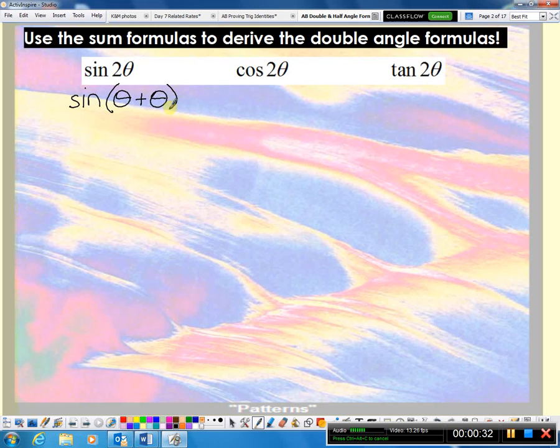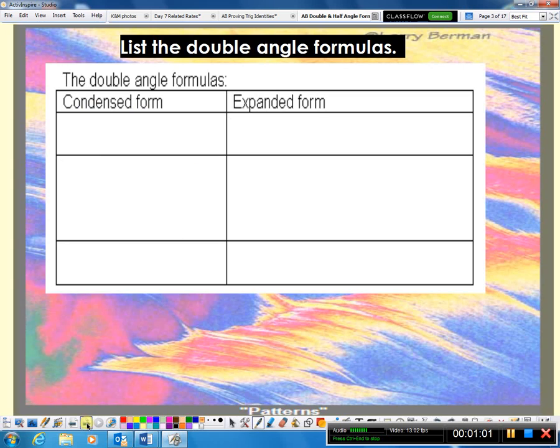Now I can use the sine of A plus B or the sine of x plus y formula, however you like to think about it. So I know the jingle is sine theta cosine theta plus sine theta cosine theta, sine A cosine B plus sine B cosine A. And then what I have are 2 like terms. So this just becomes 2 sine theta cosine theta. Therefore, if I want to summarize, sine of 2 theta is condensed, and now I know I expand it into 2 sine theta cosine theta.